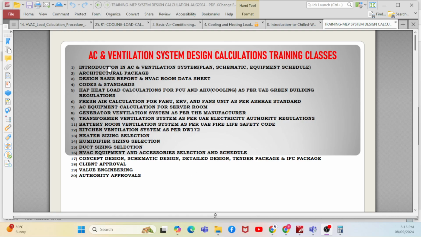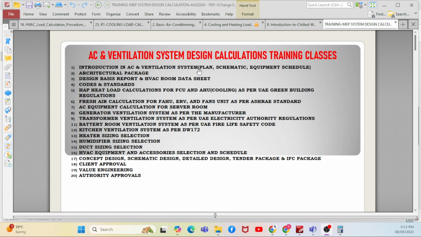So here we are going to learn the complete air conditioning and ventilation system design calculation. Okay. So here what we are going to learn, I'm going to just explain to you so that you will have some idea what you will learn at the end of the course. Okay. Now we are going to talk about introduction about air conditioning and ventilation system.